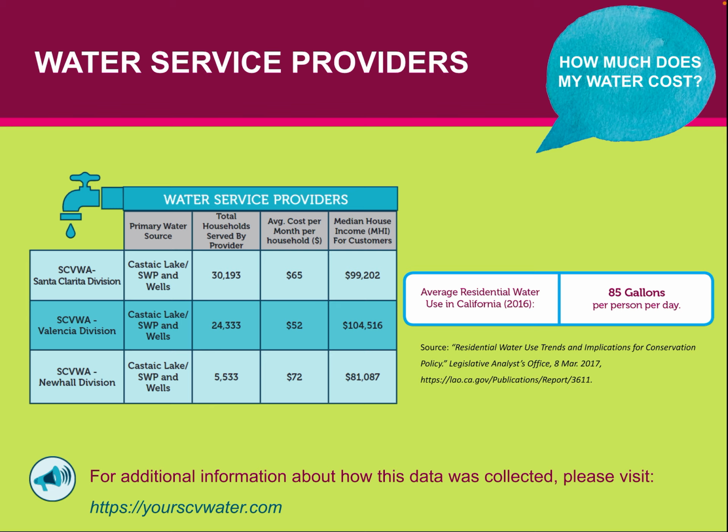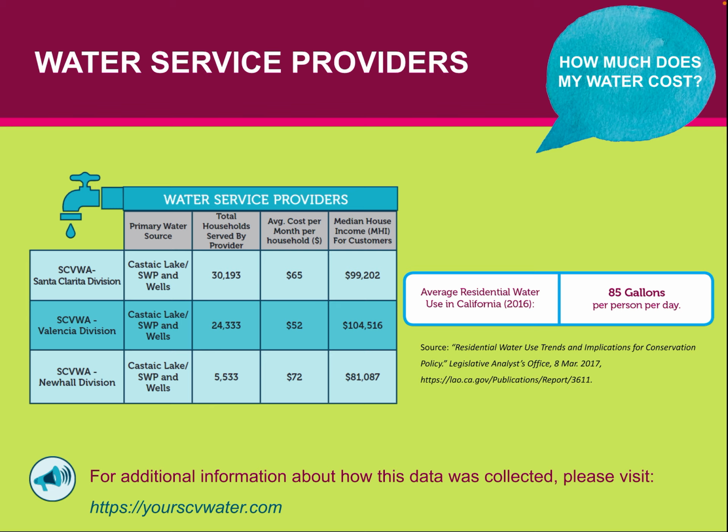So how much does my water cost? Well, if you look at the water service providers, they have different sources from which their water comes. The Santa Clarita Division's water source comes from Castaic Lake, as well as SWP and wells, and that is primarily consistent for all 3 of the divisions. The Santa Clarita Division has the most total households served by the provider, whereas the Newhall Division has the least total households served by the provider.